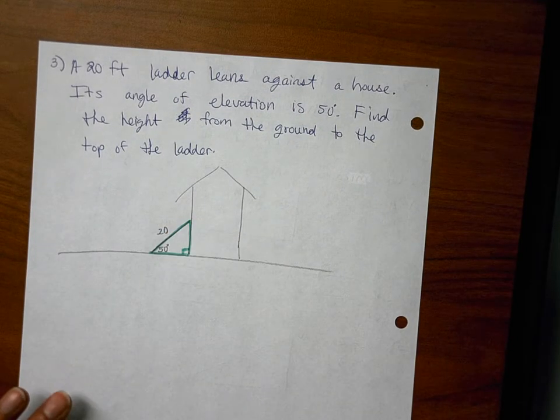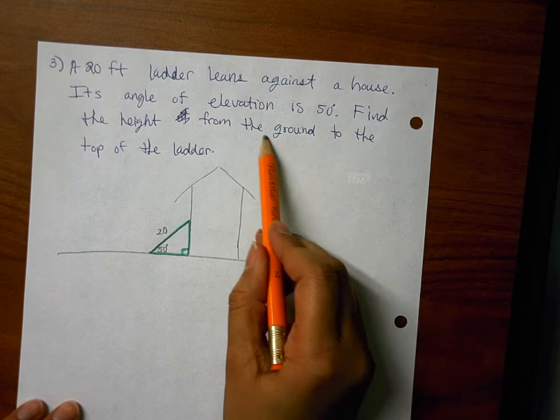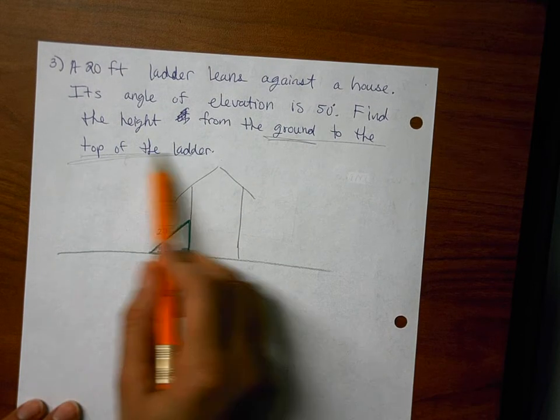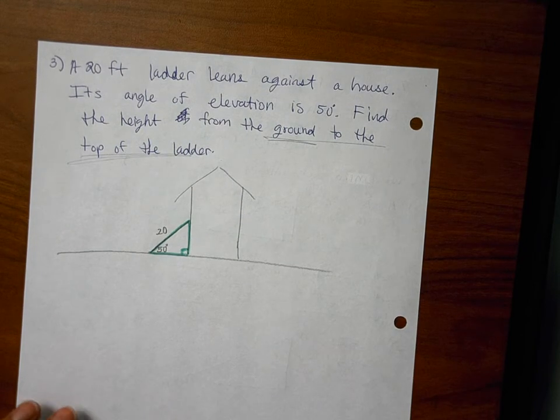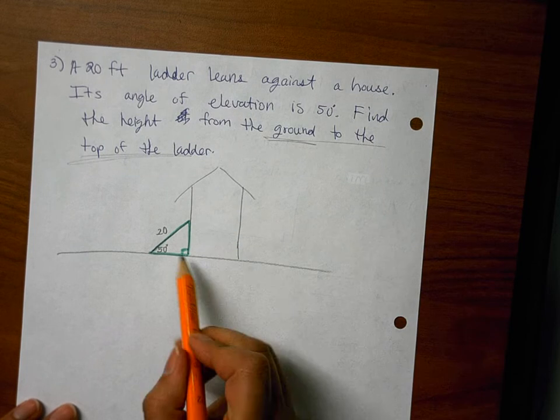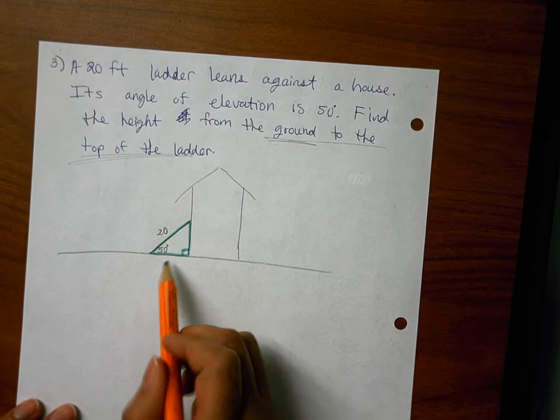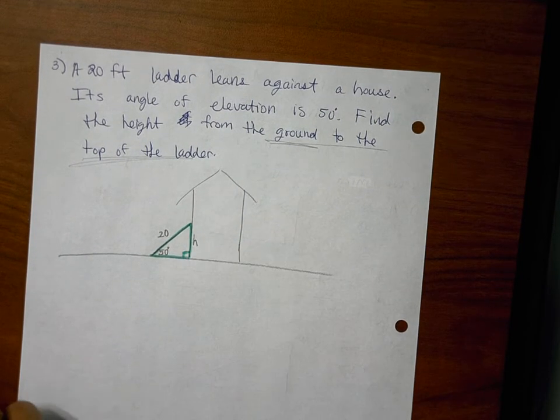And then the question: find the height from the ground to the top of the ladder. What am I looking for? Ground to the top of the ladder. Would that be the height or the base? I'm looking for the height, how far up the side of the building the ladder reaches. Does that make sense? What question would I have asked if I was asking for this bottom length here? How far is the base of the ladder from the base of the house? How far is the bottom of the ladder from the base of the house?